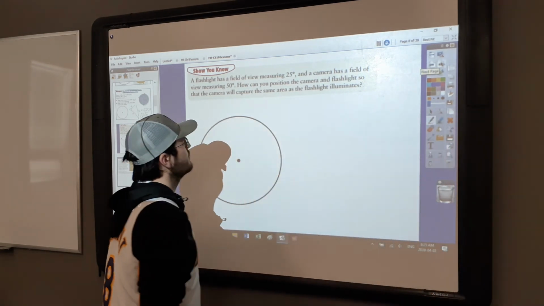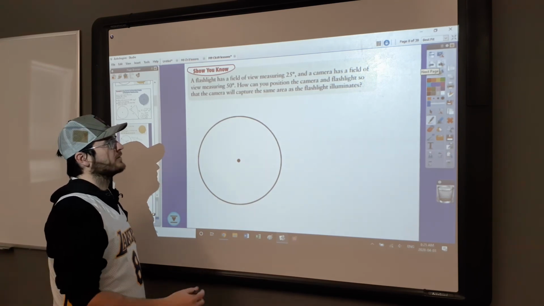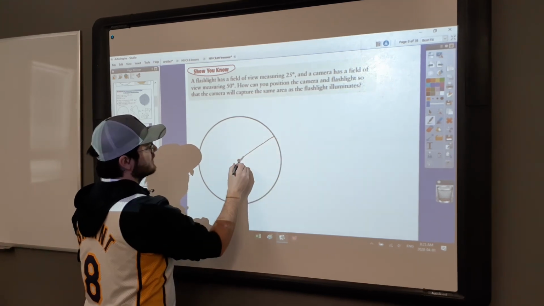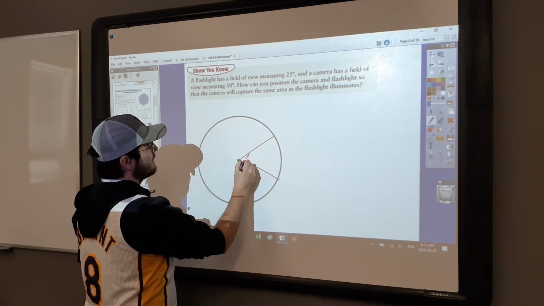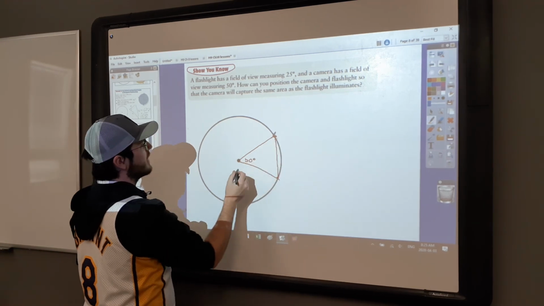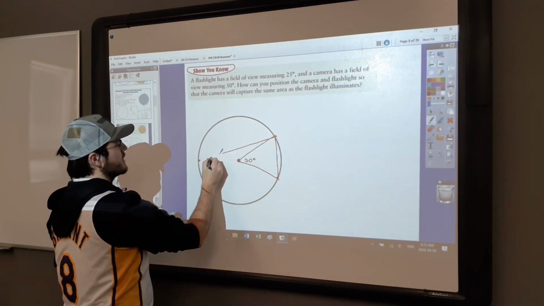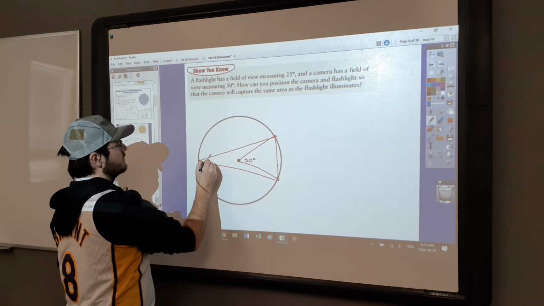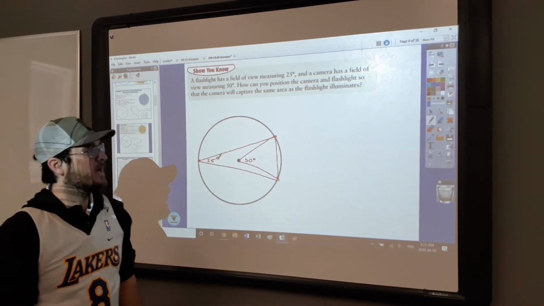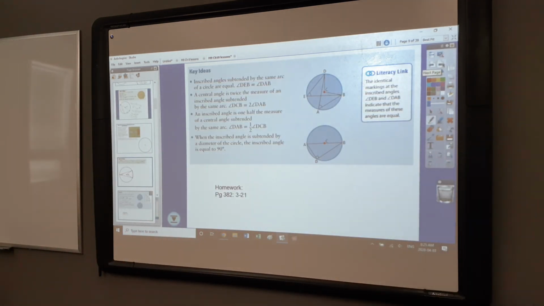A flashlight has a field of view measuring 25, and a camera has a field of view measuring 50. How can you position the camera and the flashlight? So again, if you wanted to take your 50 degrees, this might not be 50, but something like that. If you want to take a picture of something, there's your camera. Well, then your flashlight has to be somewhere. If you imagine it was a circle on a circle, then you can do that calculation. Okay, but most of the questions are going to be more like examples 1 and 2, so you can work through that on page 382.